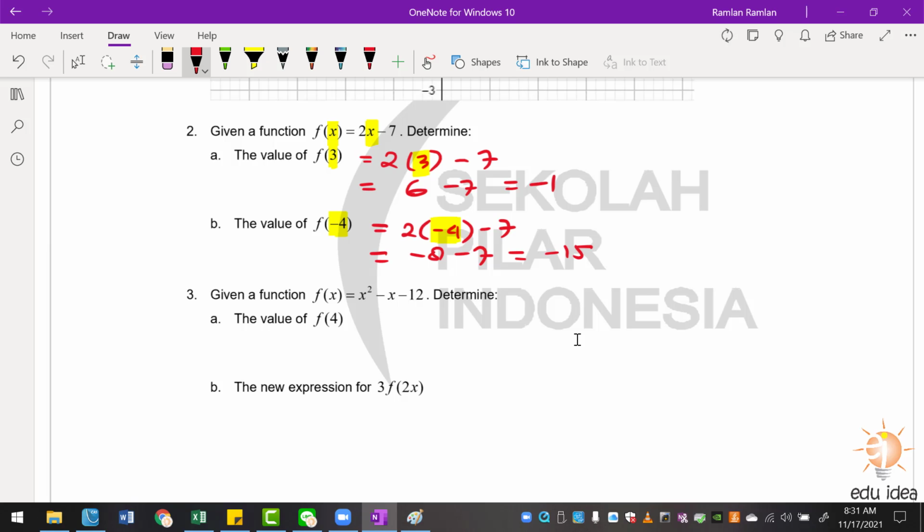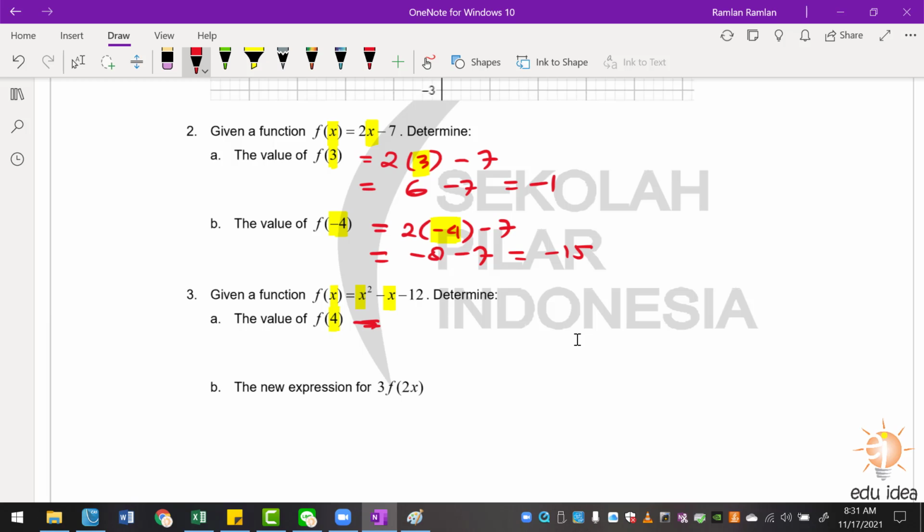For number 3 it's the same thing, but in this function you have a couple of x terms. It's not just one term that has an x. This one is x squared, and this one is also x. But the basic concept is still the same. You only need to substitute that x with 4, so I'm going to substitute that.